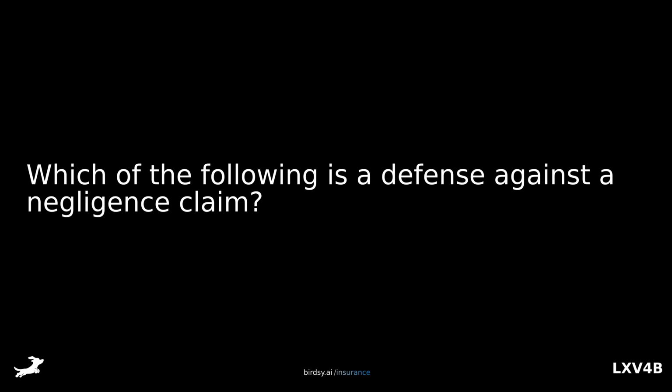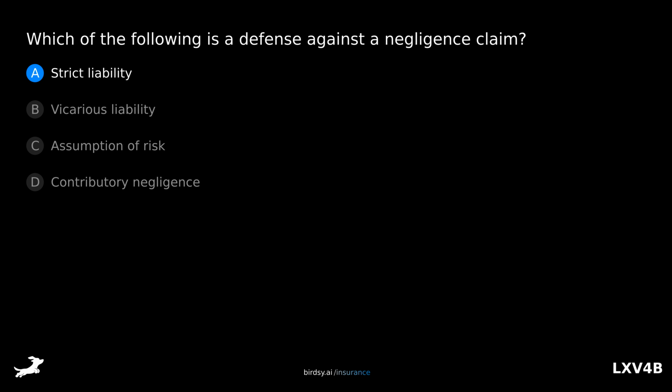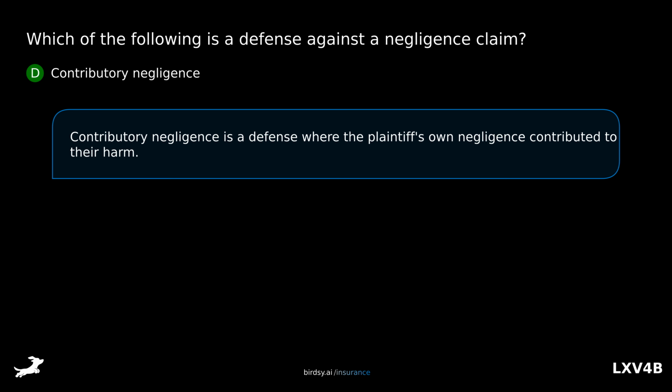Which of the following is a defense against a negligence claim? Is it A, strict liability, B, vicarious liability, C, assumption of risk, or D, contributory negligence? The answer is D, contributory negligence. Contributory negligence is a defense where the plaintiff's own negligence contributed to their harm.